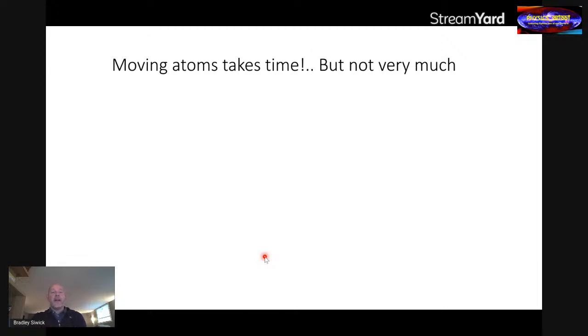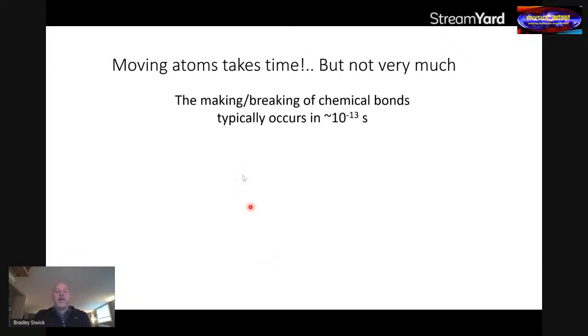Well, moving atoms takes some time, but not very much. Okay, so the making and breaking of chemical bonds in molecules and materials typically occurs on a time scale of 10 to the minus 13 seconds. So that's 100 femtoseconds. Where does that number come from, and how should you think about that?